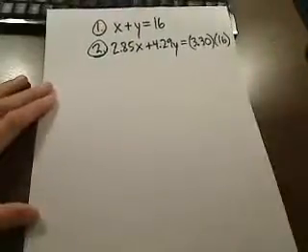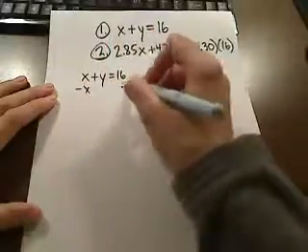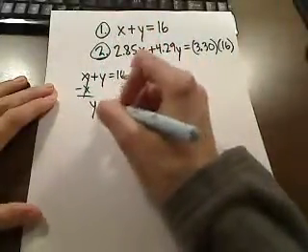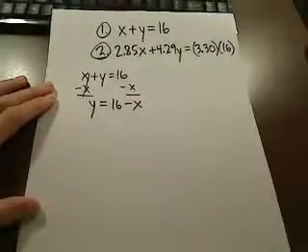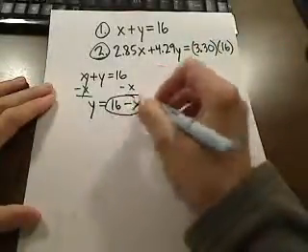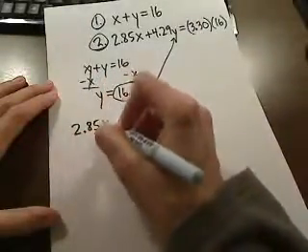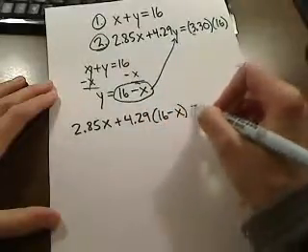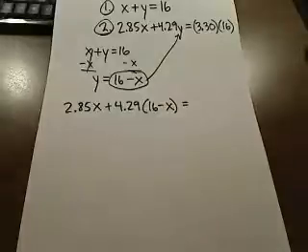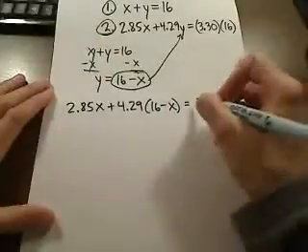So I'm just going to go ahead and use the substitution method. I'm going to take that top equation and solve it for y. So we have y is equal to 16 minus x. And then I'm going to take this and plug it into the second equation for the y. So this becomes 2.85x plus 4.29 times (16 minus x), and that's equal to 3.30 times 16, which is 52.8.